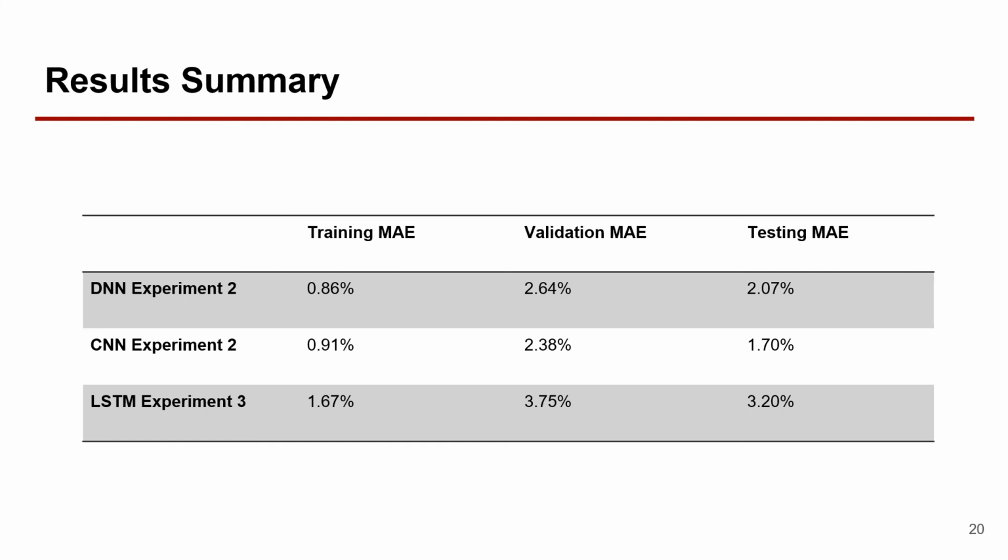One other factor to be considered is processing times. On the same hardware, CNN took only 10 to 15 minutes to train, while DNN took around 1 to 2 hours and LSTM over 10 hours. Therefore, considering every aspect, CNN performs best.